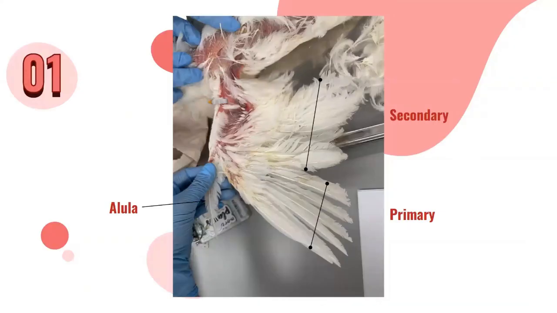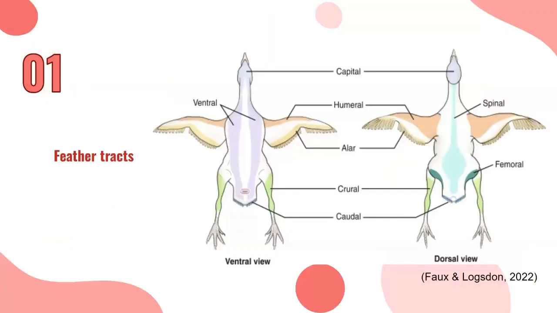So to start with the external anatomy, we have the feathers, in which their functions are protection and insulation. They're made of keratin and they're arranged in tracts along the body. The first feather layer is the alula, going into the primary and secondary. And these are the feather tracts: the capital, humeral, alar, pelvic, caudal, spinal, femoral, and ventral.